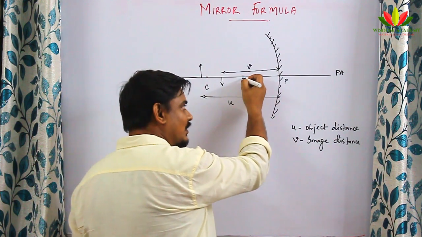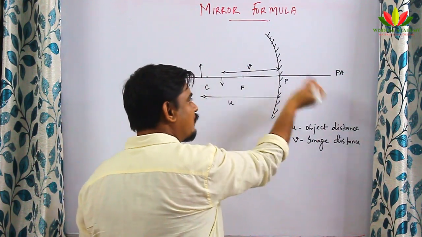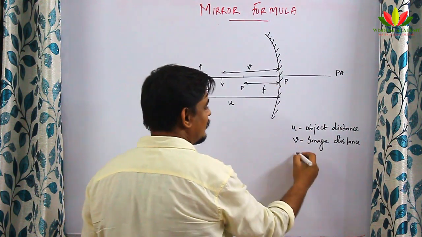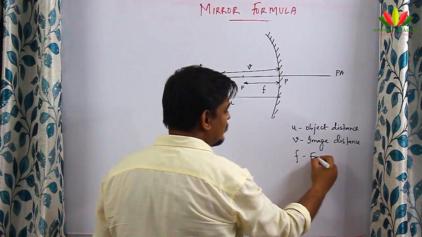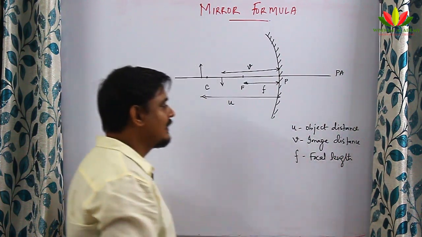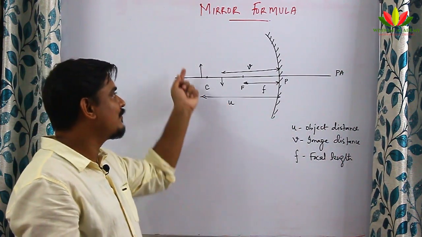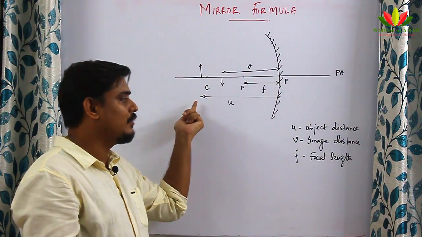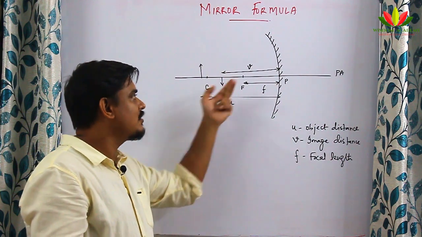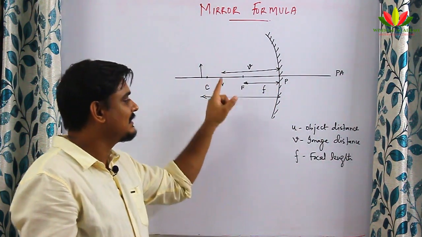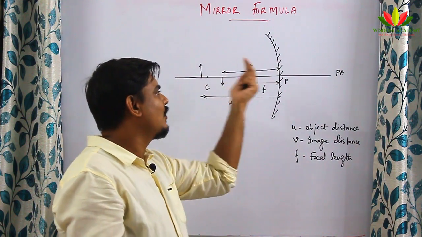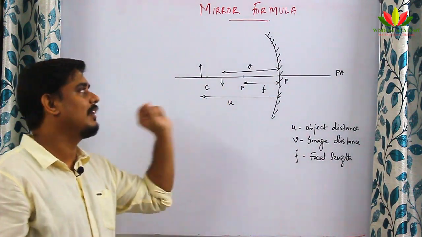And already you know the focus. The distance of the focus from the pole is known as the focal length, small f. I will repeat once again. U is the distance of the object from the pole, known as object distance. V is the location of the image from the pole, known as image distance. And f is the location of the focus from the pole, known as focal length.